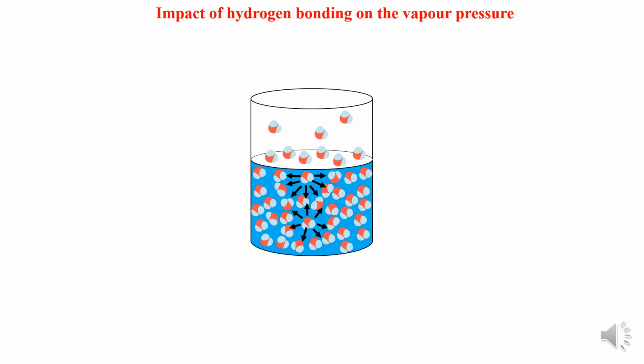Now the impact of hydrogen bonding on the vapor pressure. The molecules on the surface of a liquid, like in case of water, tend to escape from the surface in the form of vapor in the gas phase, and the vapor in the gas phase exerts a certain amount of pressure, which is called the vapor pressure.